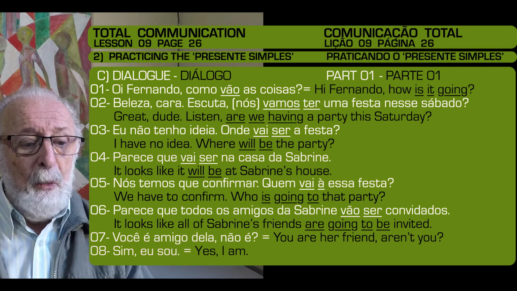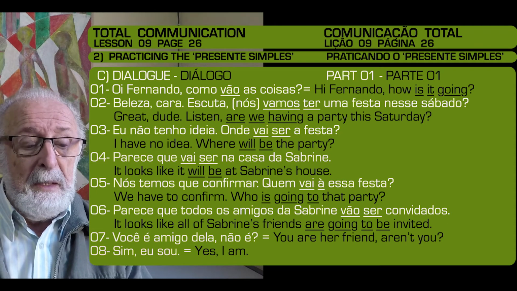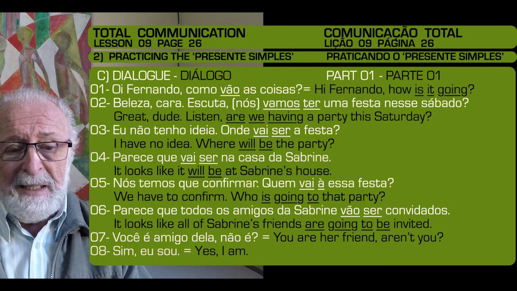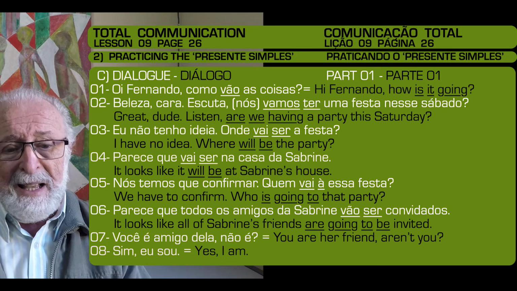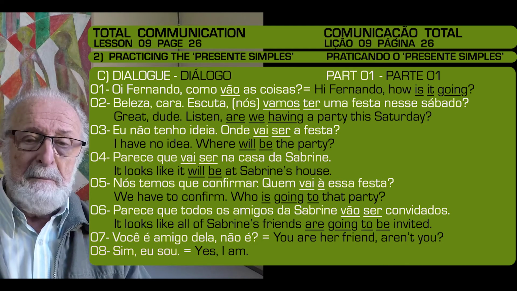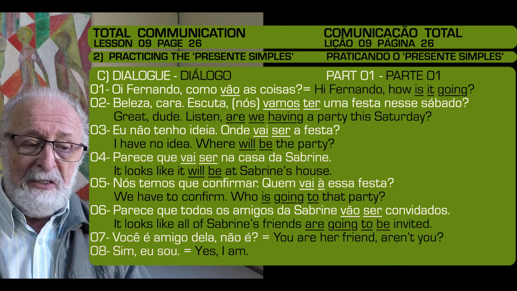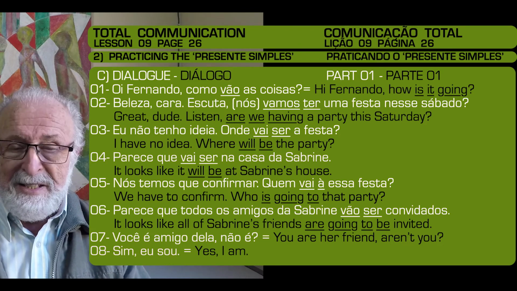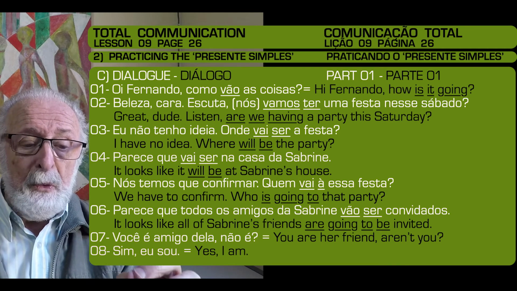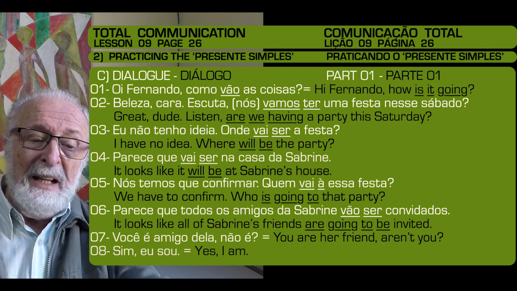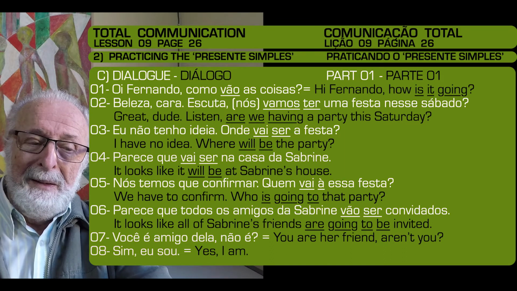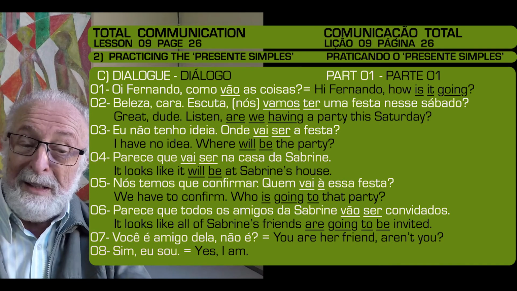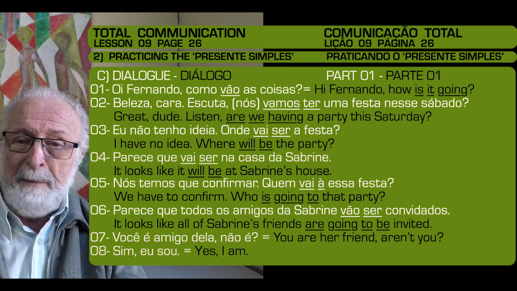Well, now we have in line 4 the answer. Parece que vai ser na casa da Sabrine. Parece. The translation is it looks like. Parece. Que vai ser. It will be. But instead of will, I put there vai. It looks like goes be. Goes be, not will be. Okay. Simple present, I put goes be.